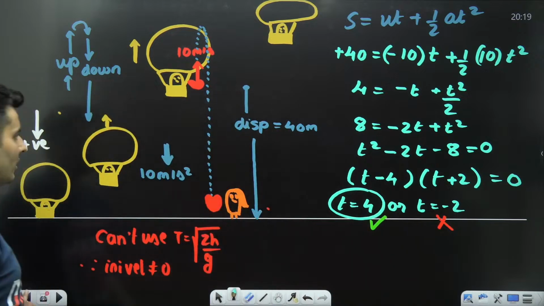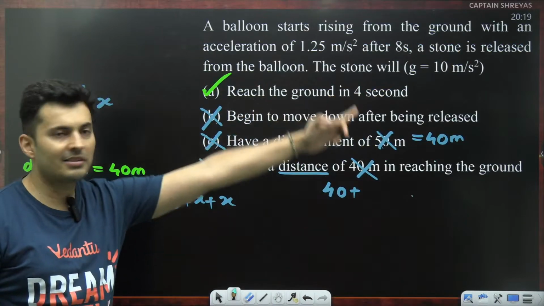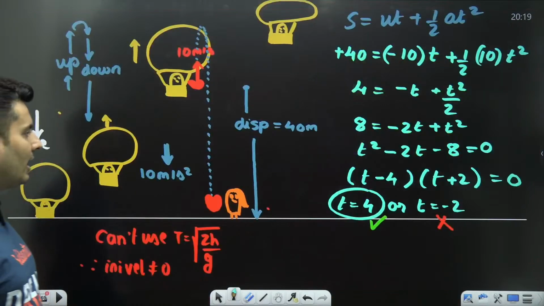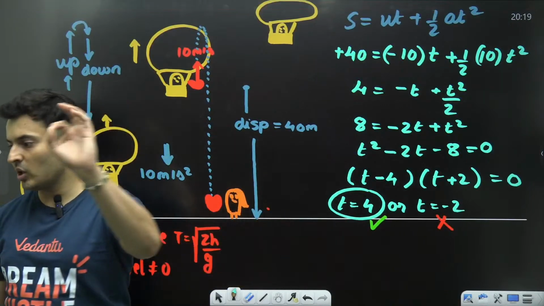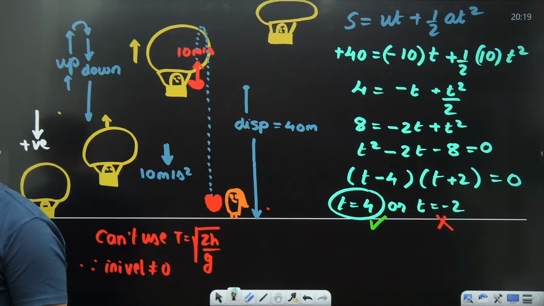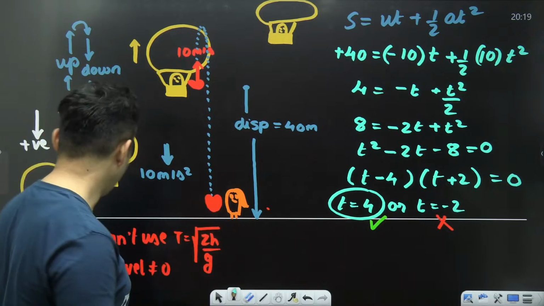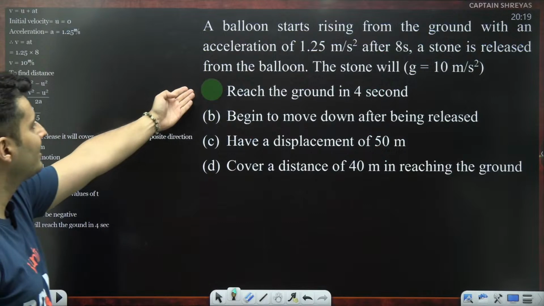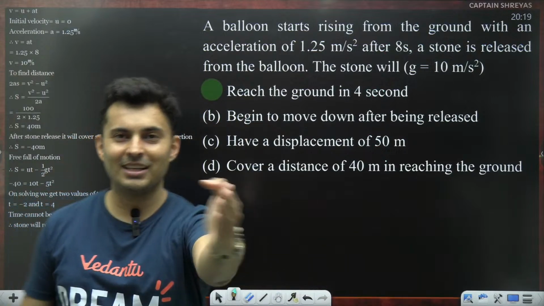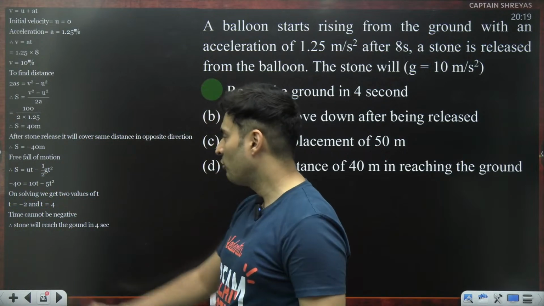And that is what is also there in the answer. Time is 4 seconds. Automatically the other solution gets rejected because of the negative nature of time. Time can't be negative. So hence answer is A. We got the answer correctly. This was a nice, beautiful question on projectile 1D motion.